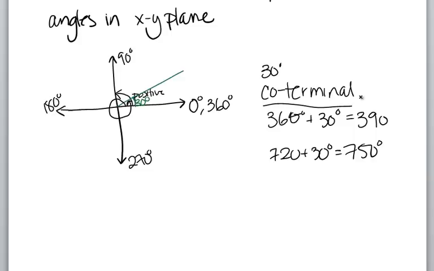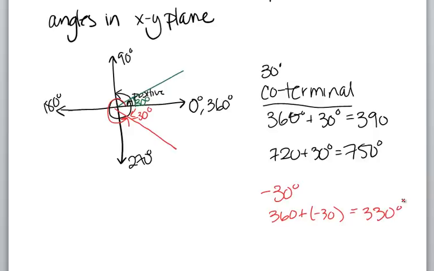Now, let's say I want to go in the negative direction. What is a negative 30-degree angle? Well, that means I have to start at 0 and go clockwise. Say this is 30 degrees. This is negative 30 degrees. Negative 30 degrees is the same thing as going around from 0 in the positive direction and landing 30 degrees shy of 360. So that would be 360 plus a negative 30, which makes it coterminal to 330.